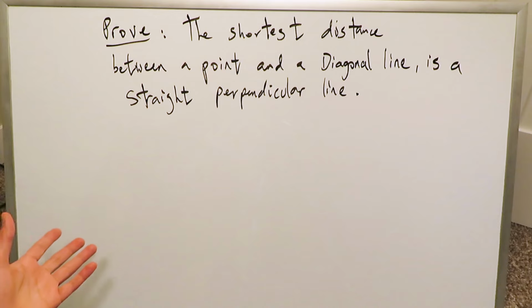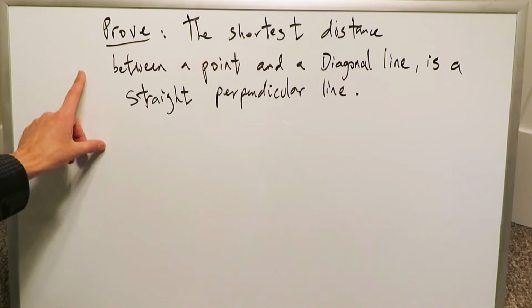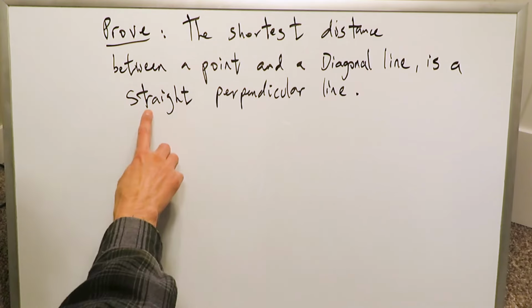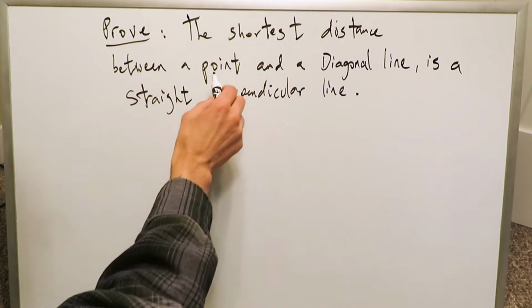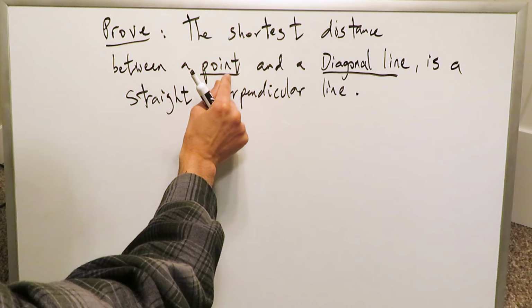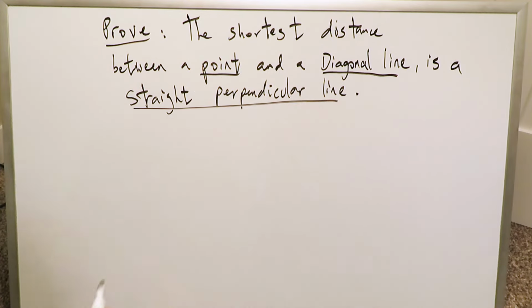We have something here on the surface which would seem rather intuitive, and you might wonder what the point of an exercise such as this would be. But in essence, it's a worthwhile exercise. We have to prove the shortest distance between a point and a diagonal line, any diagonal line, is always a straight perpendicular line. What exactly does that mean? We're looking at a point and a diagonal line. What would be the quickest distance between this point and this diagonal line? We are saying it's another straight perpendicular line.